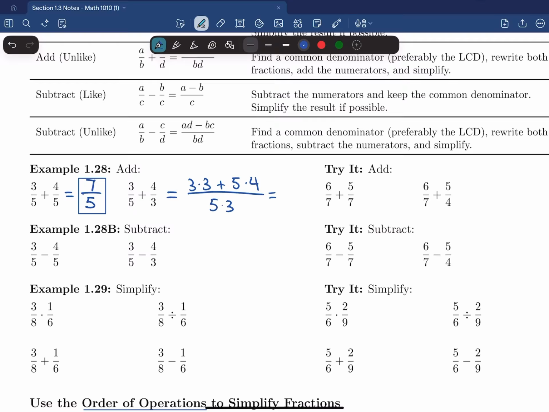All right. Now, 3 times 3 is 9. 5 times 4 is 20. 5 times 3 is 15. So I'd get 9 plus 20, which is 29, over 15, and that would be my answer.